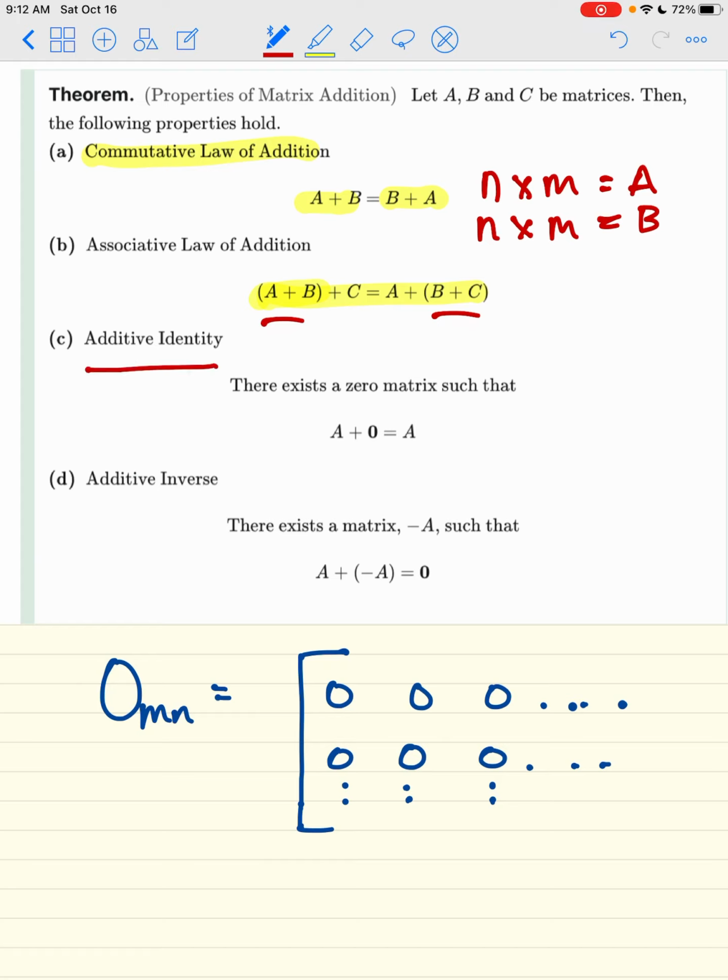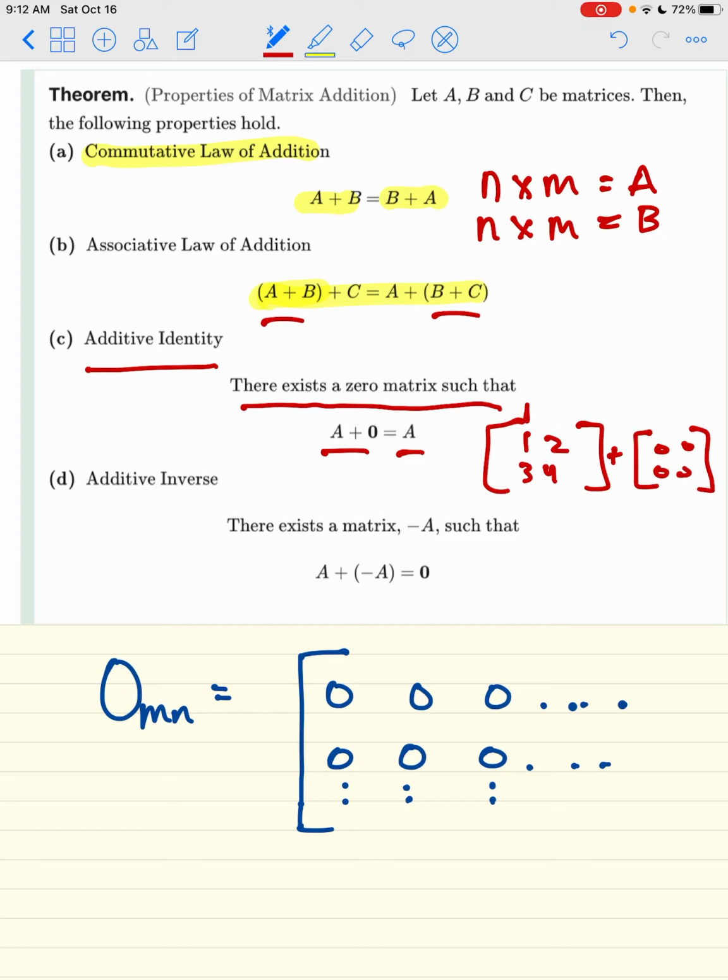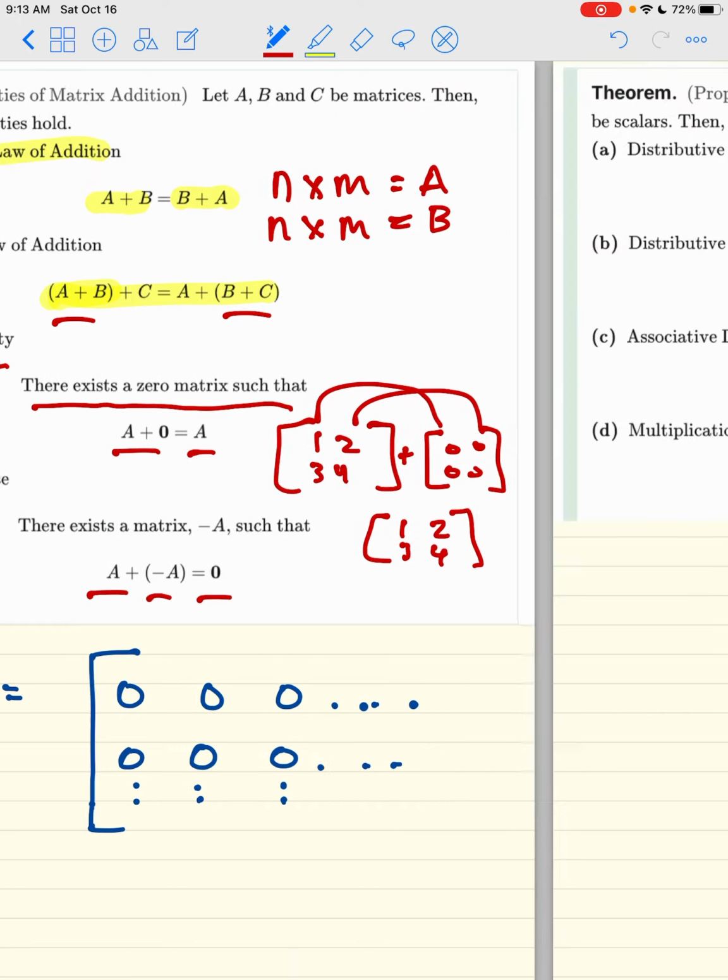The additive identity: there exists a zero matrix such that A plus 0 equals A. So if you think about it, if you have some matrix 1, 2, 3, 4, and you add it to 0, 0, 0, 0, 1 plus 0 is 1, 2 plus 0 is 2, 3 plus 0 is 3, and 4 plus 0 is 4. So that works. And also, if we have a matrix A plus the negative of A, that's going to equal 0. So some of those are pretty simple to just say, yeah, that makes sense.